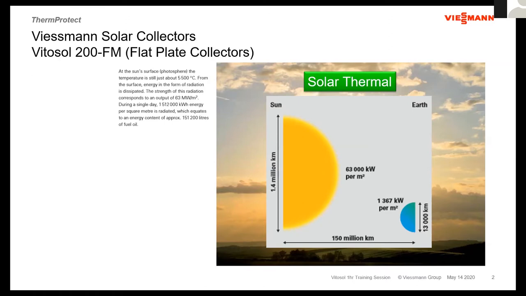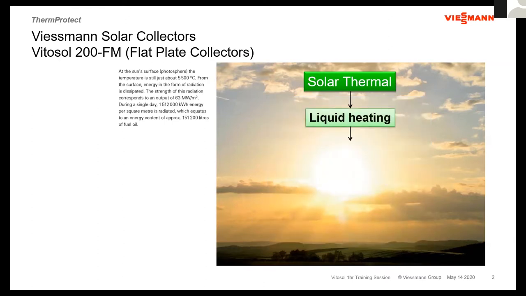It's important to know what we're getting out of the sun as well when we start to do this application. So just a quick look there at what we're dealing with as energy. So we're taking that solar thermal, that radiation, insolation, whatever you want to call it, and we are going to transfer that to heat some liquid. So that radiant energy hits the collector, it's going to heat it up. We've got some fluid moving around in those collectors. It absorbs that energy, and it will travel to whatever type of load we're looking to heat up.